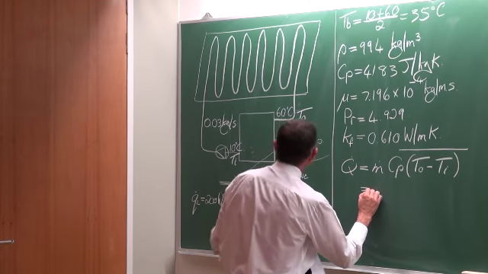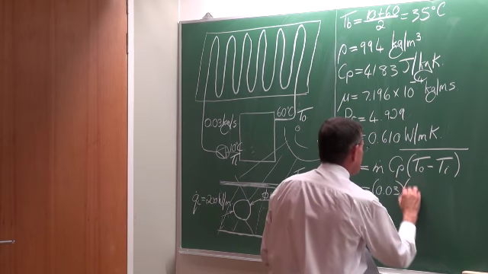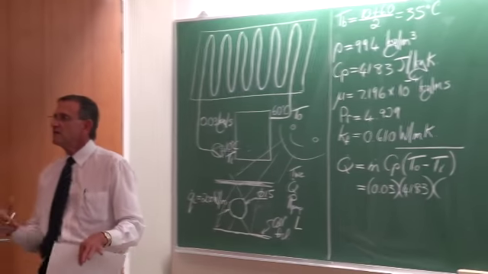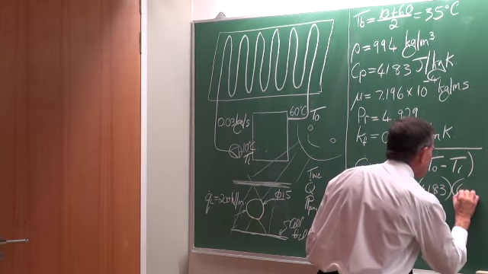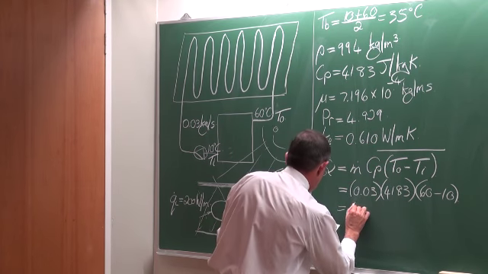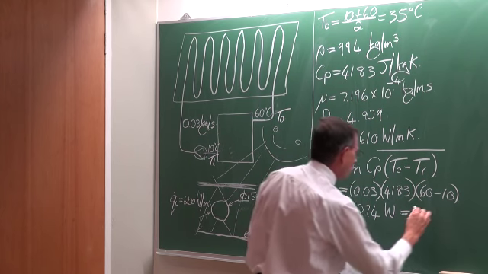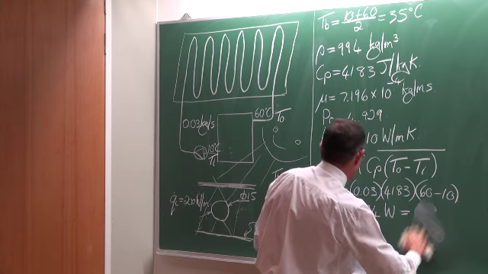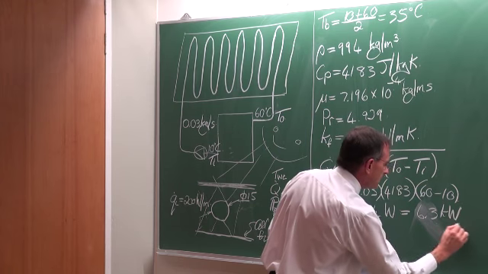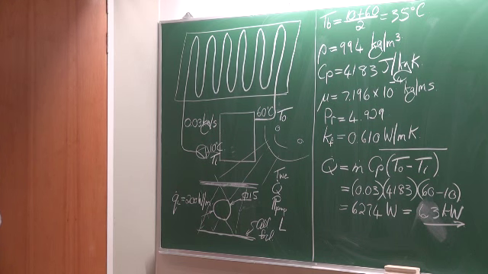Right, let's do it. The mass flow rate is given as 0.03. The Cp is equal to 4183. And the temperature difference we want is 50 degrees Celsius, or 60 minus 10. Okay. And the result would be 6,274 watts, or about 6.3 kilowatts. 6.3 kilowatts of heating of the solar system.